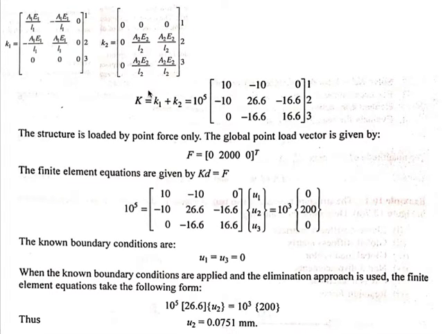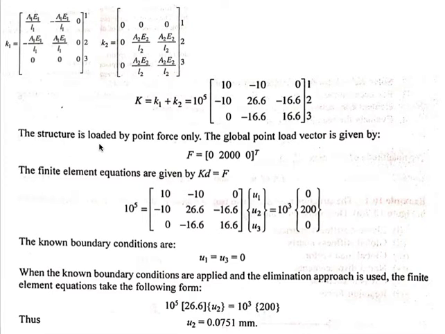To find K, that is K1 plus K2, if you put in the values of A1 E1 divided by L1 and add them together, we get the matrix in this form: 10, minus 10, 0; minus 10, 26.6, minus 16.6; and 0, minus 16.6, 16.6. This is for node 1, node 2, and node 3, when you combine both the matrices.